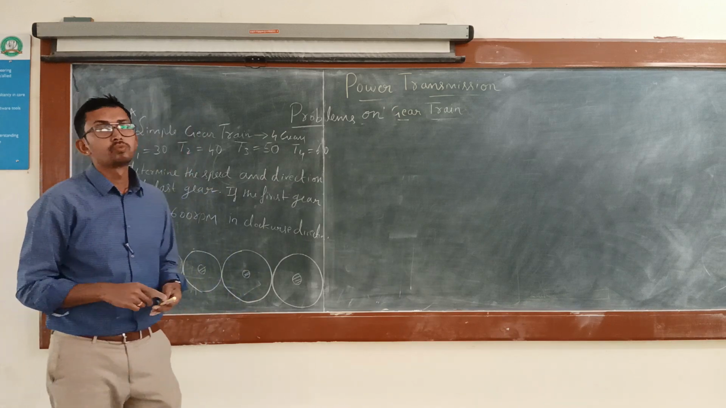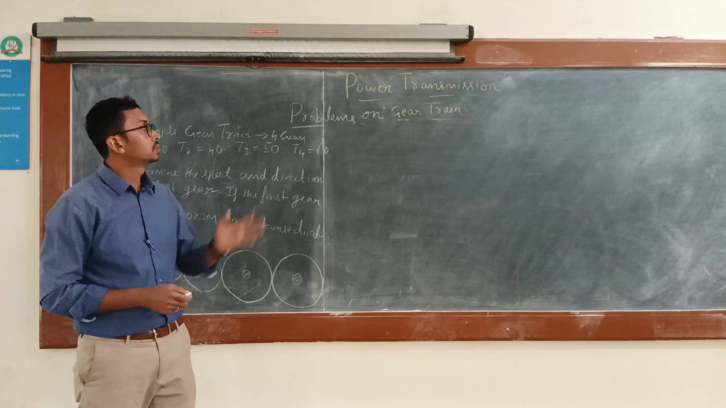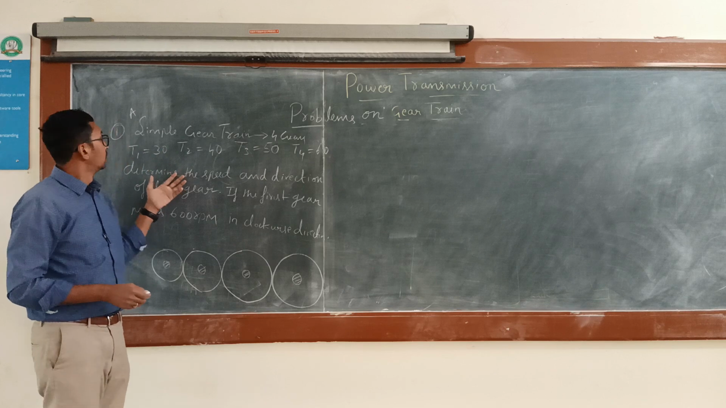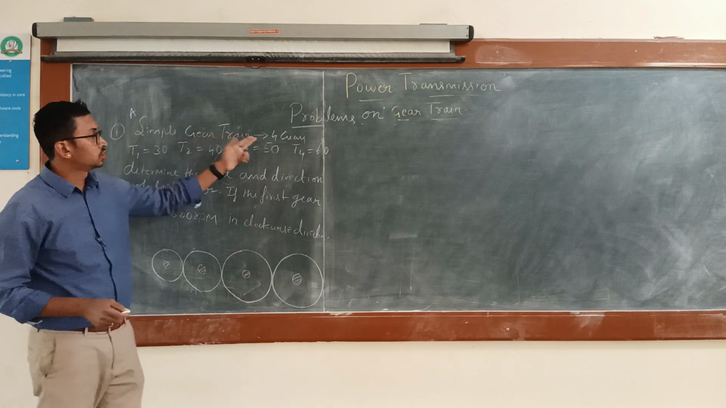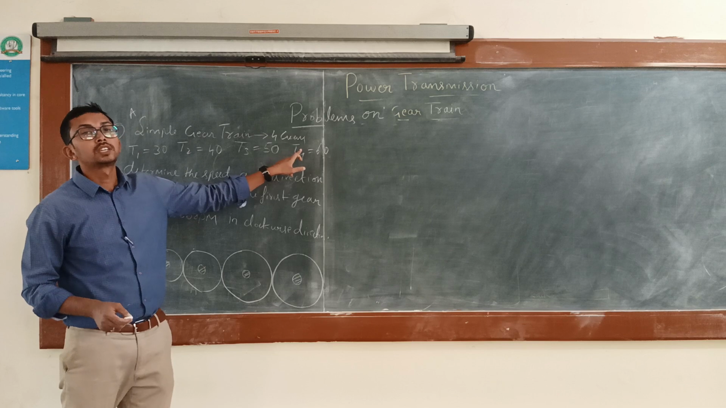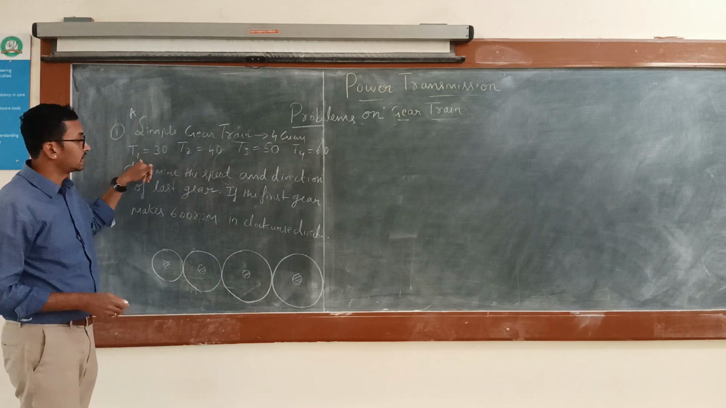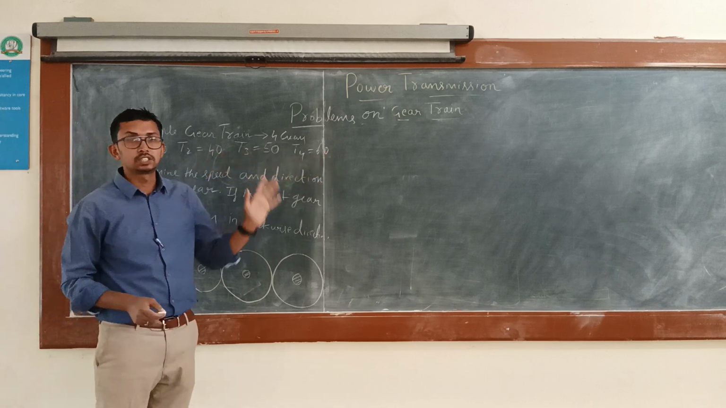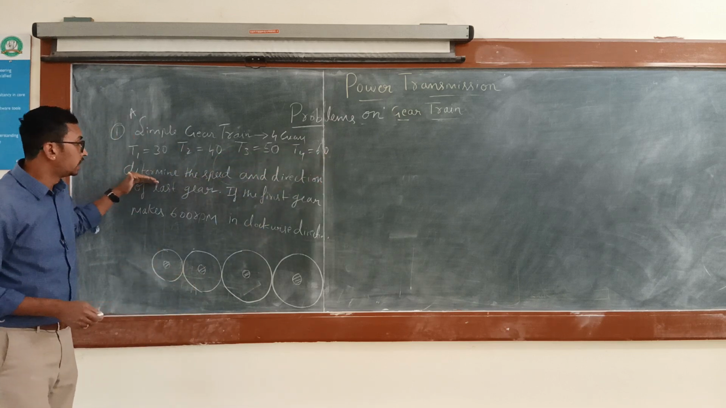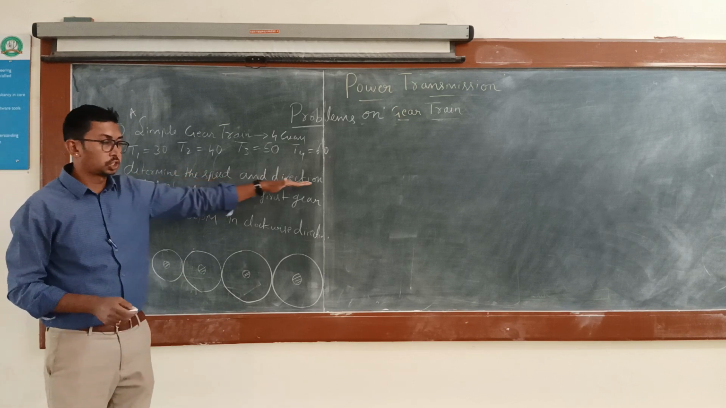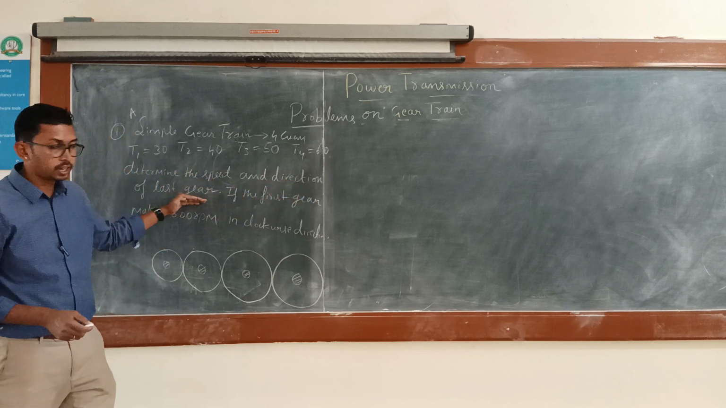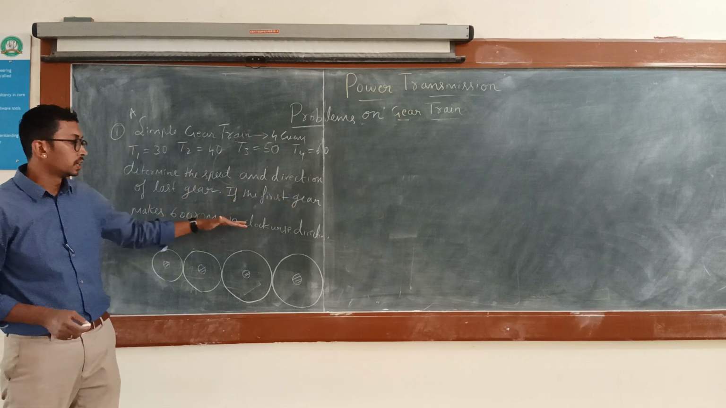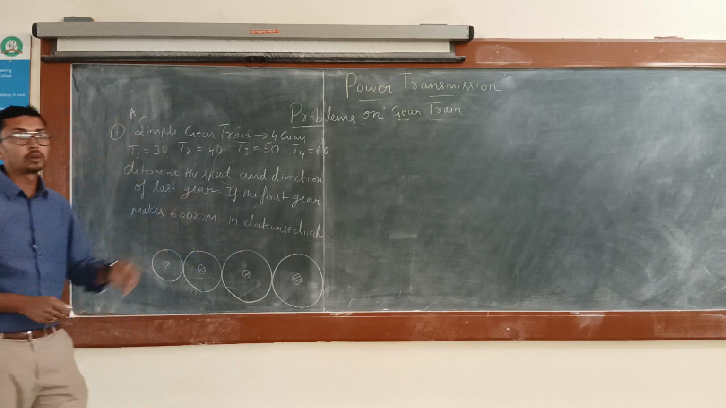So in this video, we are going to see how to solve the problems on gear trains. So the problem is given here. A simple gear train consists of 4 gears, with the number of teeth on gears 1 to 4 being 30, 40, 50 and 60 respectively. Determine the speed and direction of the last gear if the first gear makes 600 rpm in the clockwise direction. So this is the problem given.